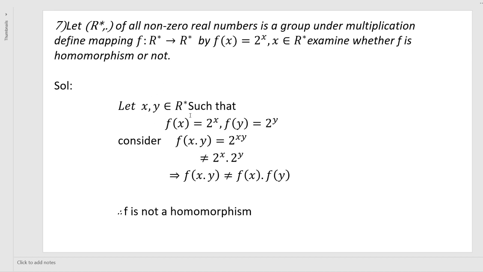Let x, y belong to R star such that f(x) = 2 power x and f(y) = 2 power y. Consider f(xy), that is equal to 2 power xy. Obviously, this is not equal to 2 power x into 2 power y. We can't write that. Therefore, f(xy) is not equal to f(x) f(y). Therefore, f is not a homomorphism.